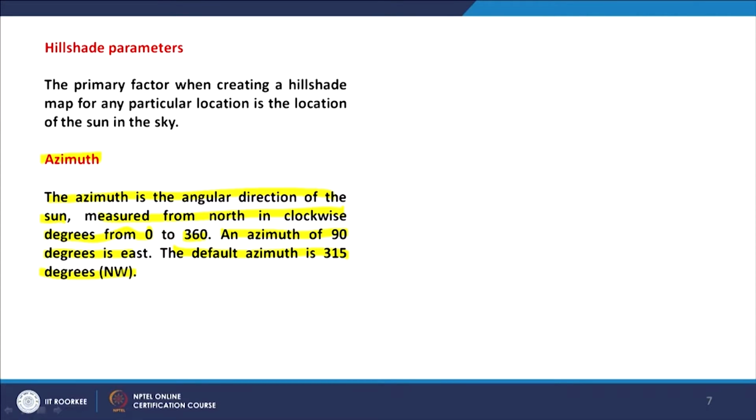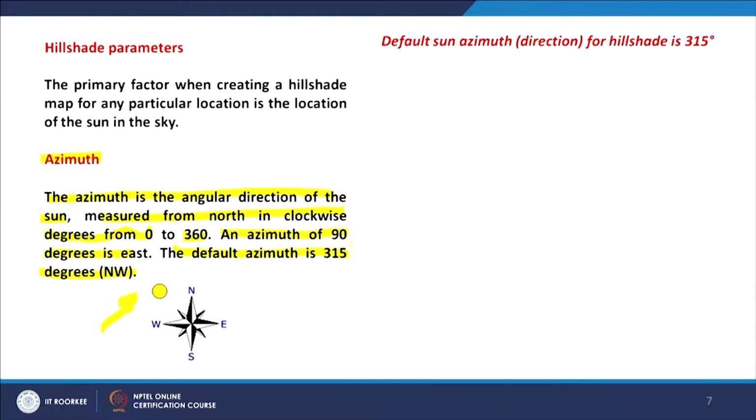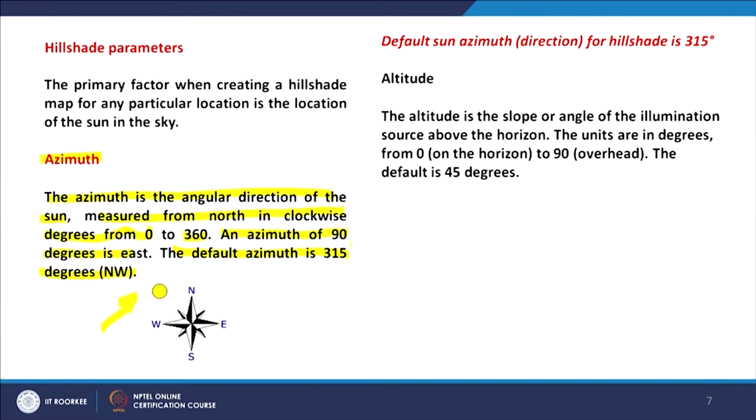Because if it is not kept so, and suppose it is kept in the southeast corner as the illumination source, then you would have difficulty, as you would perceive things completely differently. So, that is why that care has to be taken. It is always illuminated by default from 315. You can check various software; they will have that default, including ArcGIS, which has the default value as 315 and elevation value as 45 degrees.